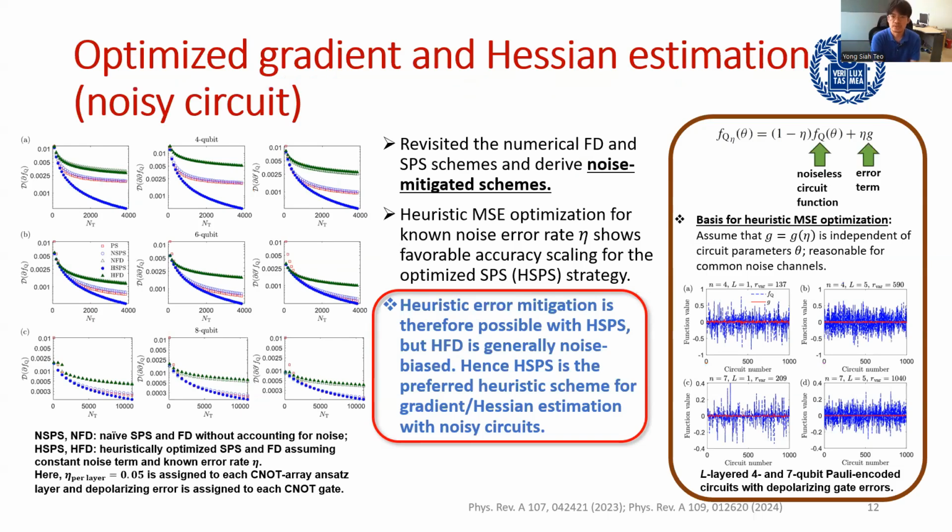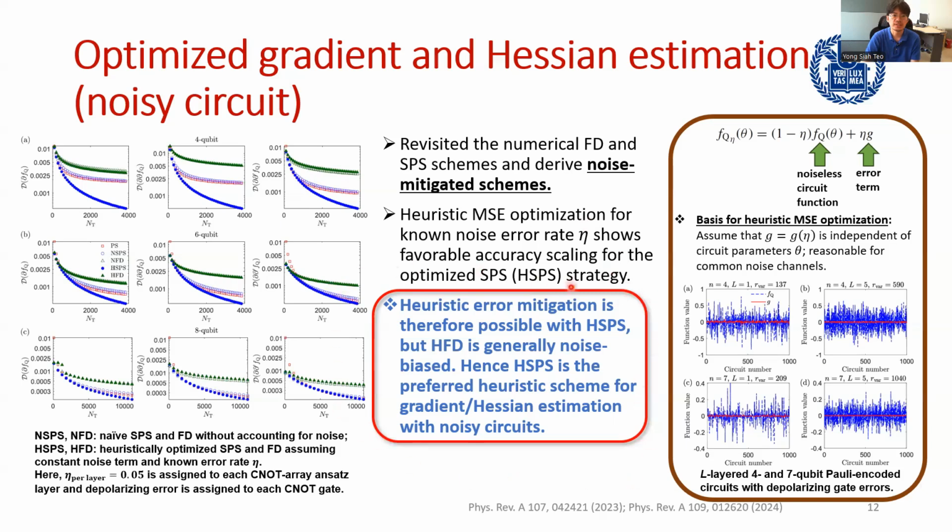Previously, we have been talking about optimized gradient and Hessian estimation for noiseless circuits. It turns out that we can also do this for noisy circuits. So if the unitary gates of the circuit each possess IID noise, let's say depolarizing noise, which is what I have looked at in the second work here, just recently published this year, 2024, it turns out that we can still heuristically optimize the mean square error in order to get optimal numerical estimators, even in the presence of noise channels.